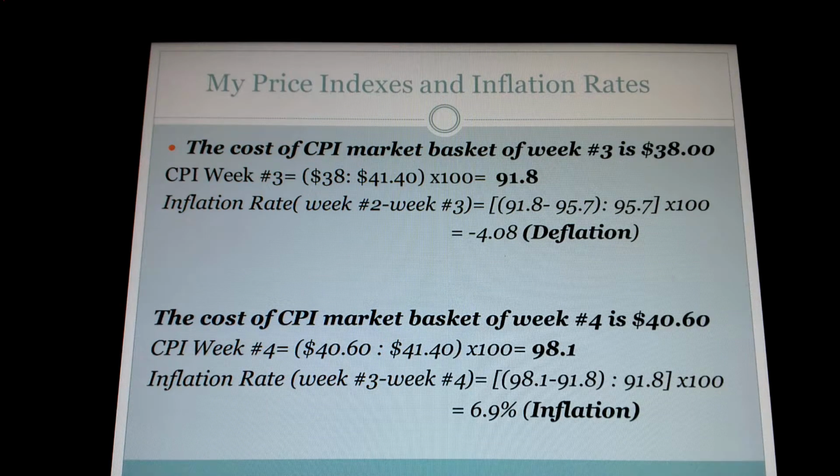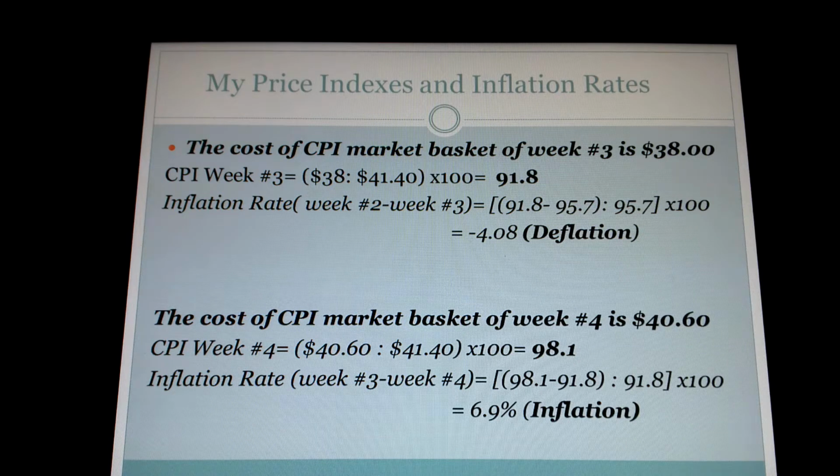We're going to use that again to determine the inflation rate from week 3 to week 4. So we have 98.1 minus 91.8, divided by 91.8, and all multiplied by 100. Here we have a positive inflation of 6.9%. That means the price has increased a little bit from week 3 to week 4.